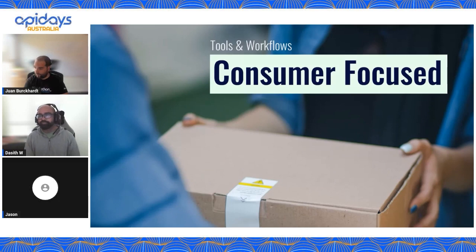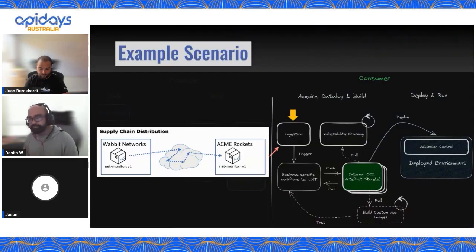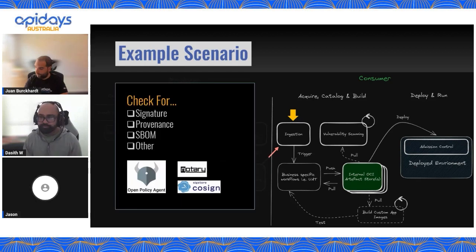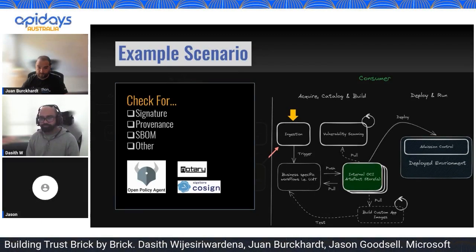Cool. Thank you, Daz. So yeah, I'm going to talk about the consumer side of things. In this scenario, I'm going to be Acme Rockets. Now I want to ingest a package that's produced by Web App Networks. The first step is the ingestion of the actual artifact that we want to reuse inside our organization. Things that we want to check before we ingest are signatures, the provenance, SBOMs, and basically everything that Daz and Juan talked about. Some tools that you can use are, again, Notation or Cosign, or you can also use the Open Policy Agent to enforce your organization's policies.